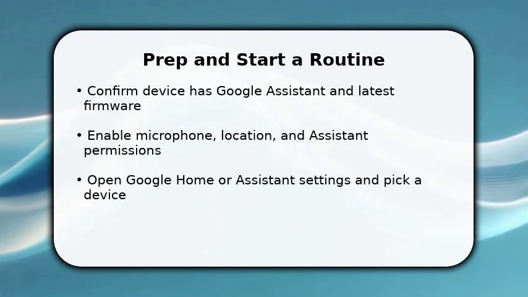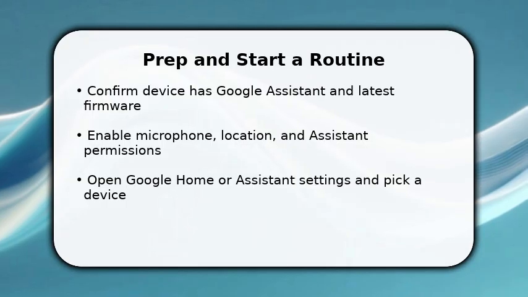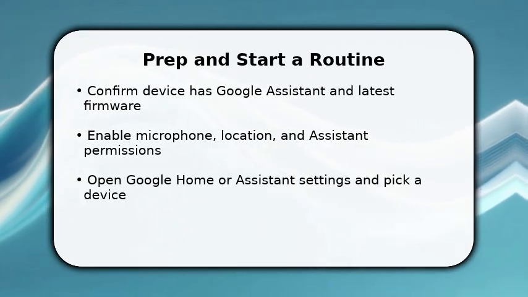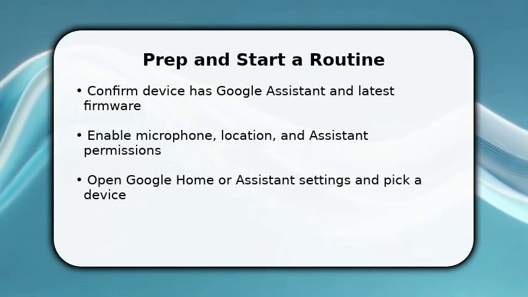Enjoy the video. You start by preparing the device. Make sure Google Assistant is active and you've granted mic and location permissions. Once done, open the Google Home or Assistant app and select the target speaker or phone.